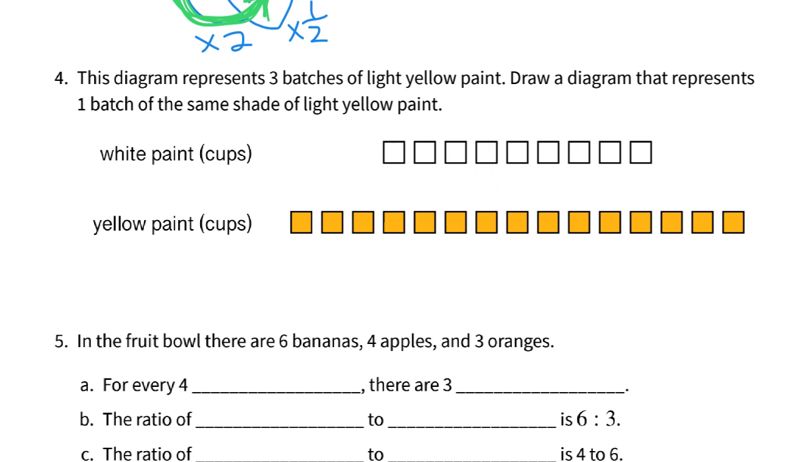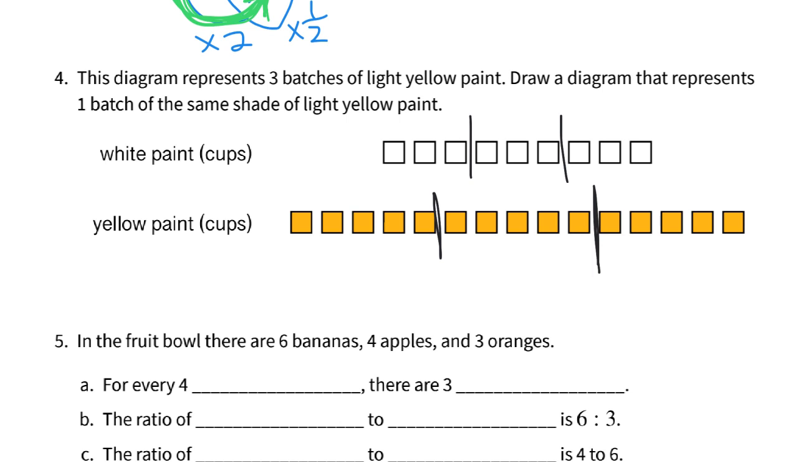So 9 divided by 3 means 3 cups of white. And then we have to similarly count 1, 2, 3, 4, 5, 6, 7, 8, 9, 10, 11, 12, 13, 14, 15 cups of yellow. Divide by 3 gives us 5. So there, 1, 2, 3, 4, 5, there.